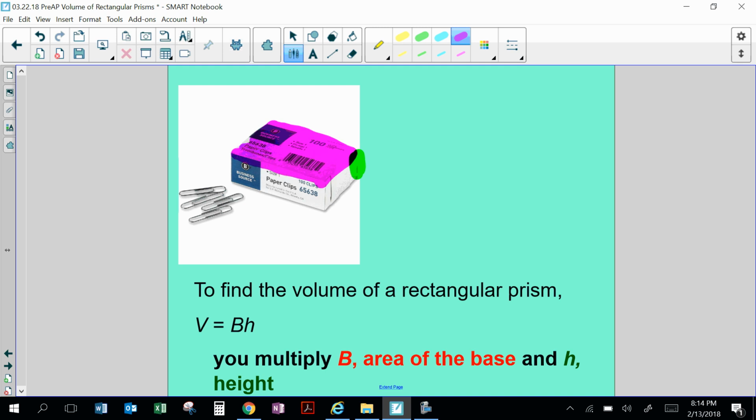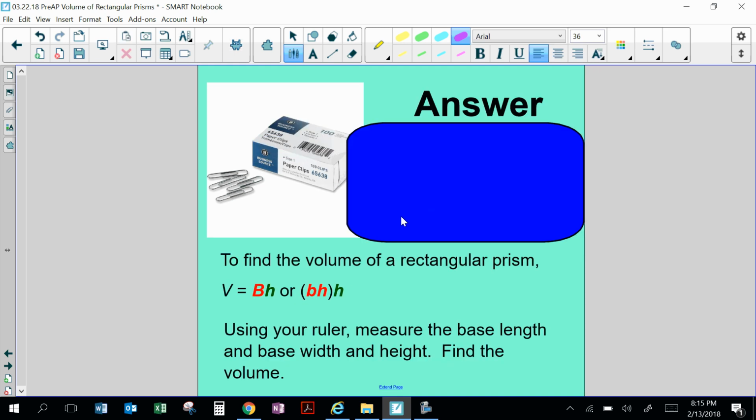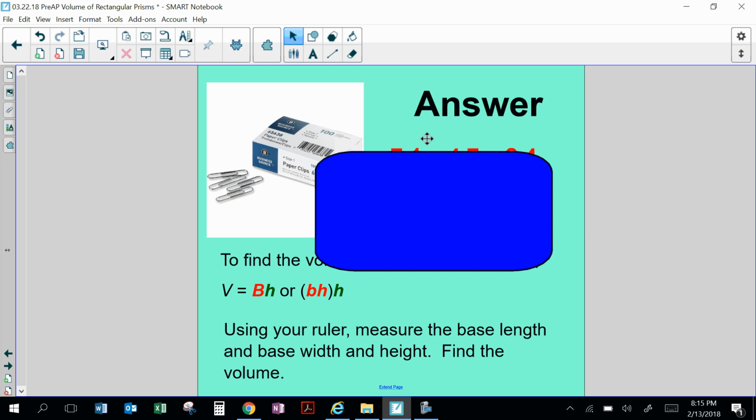What is this shape called? This is a rectangle. So how do you find the area of this region? You multiply base times height, and then you multiply by the height of the rectangular prism. So to find the volume of a rectangular prism, you multiply the area of the base, which is a rectangle, base times height, then times the height of it. So here's the answer if you would like to know.